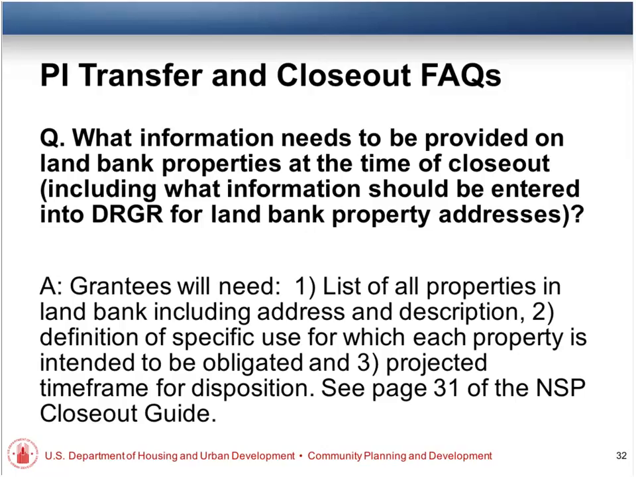The big pieces are that you're going to list all of the properties in the land bank. You're going to include the address. You're going to describe the property. You're going to define the specific use for which each property is intended to be obligated. And then you're going to project out a time for disposition, a time for selling that property, or the actual plan for that property. Here you can go to page 31 of the NSP closeout guide.